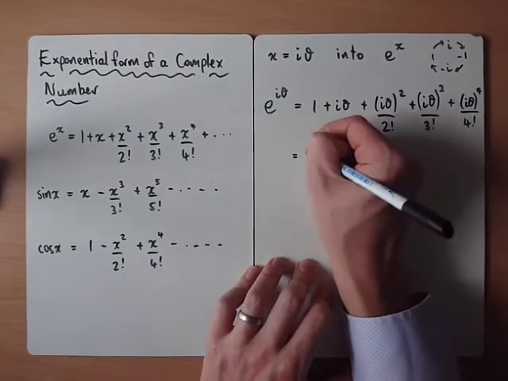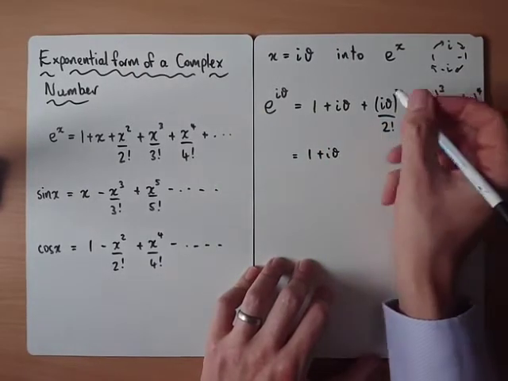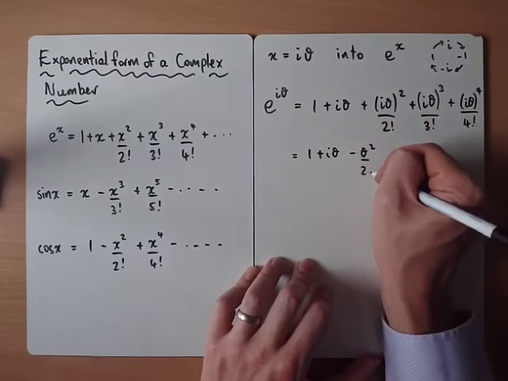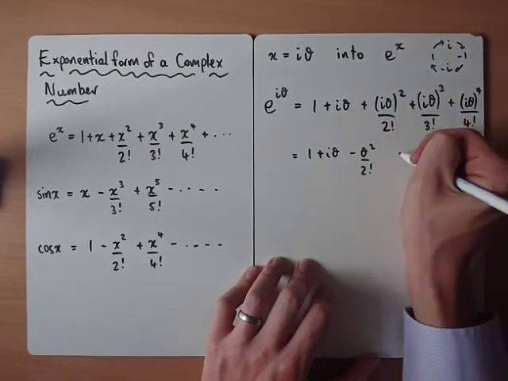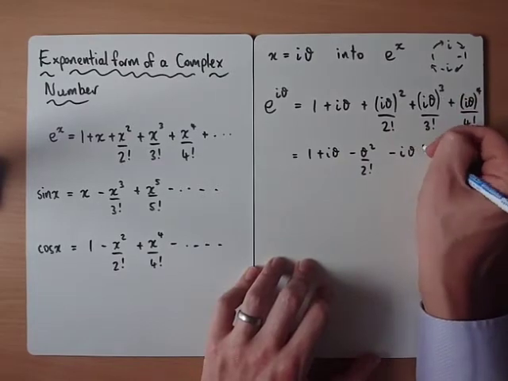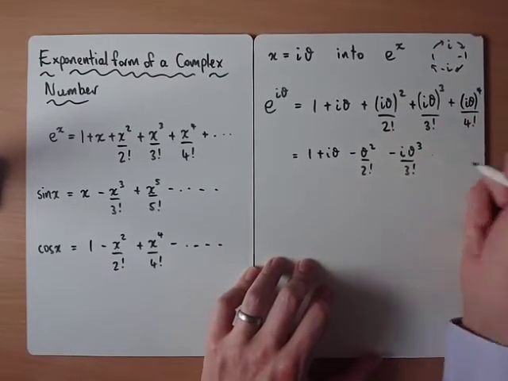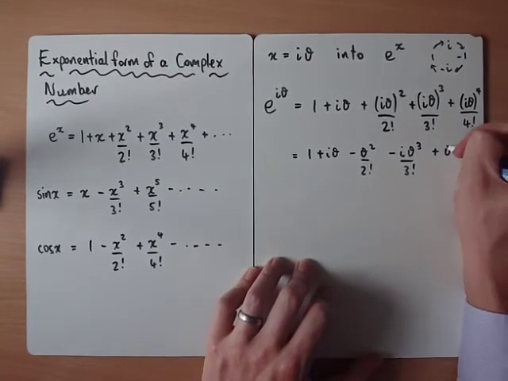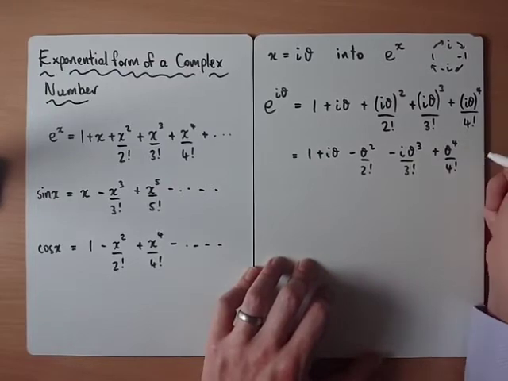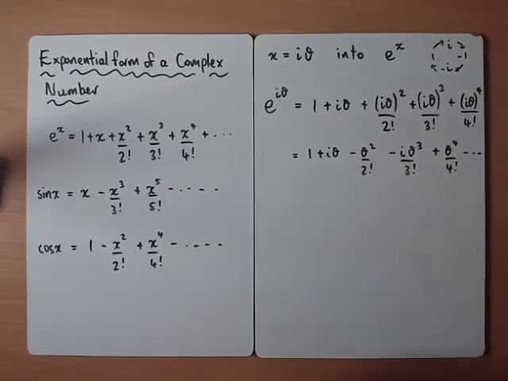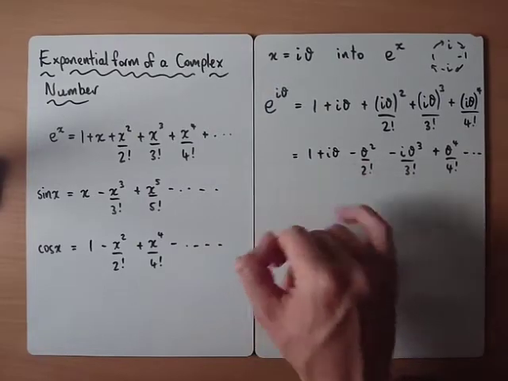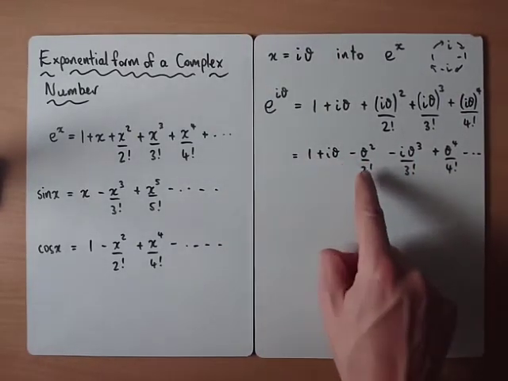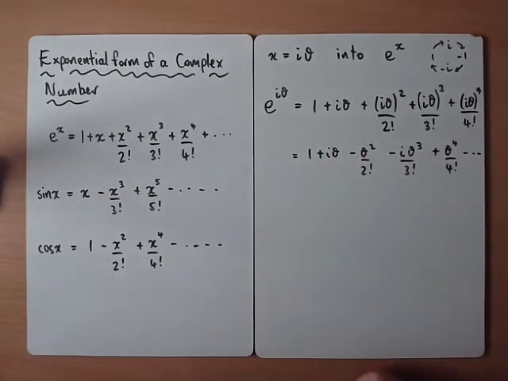Okay, so we've got 1 plus i theta minus theta squared over 2 factorial, minus i theta cubed over 3 factorial, plus i to the power 4, which is 1, so theta to the power 4 over 4 factorial. And if you look at what we've got here, this infinite expansion, we've got some real terms and we've got some imaginary terms.